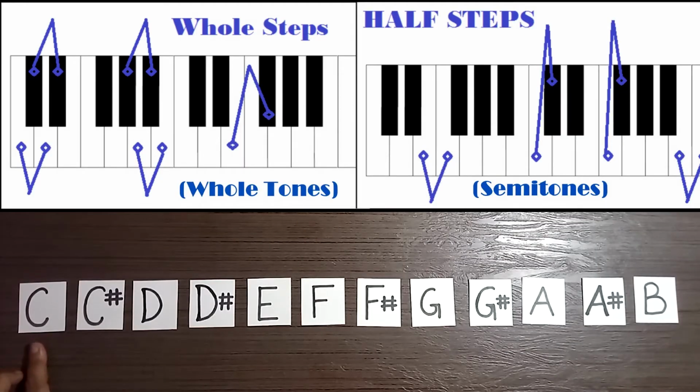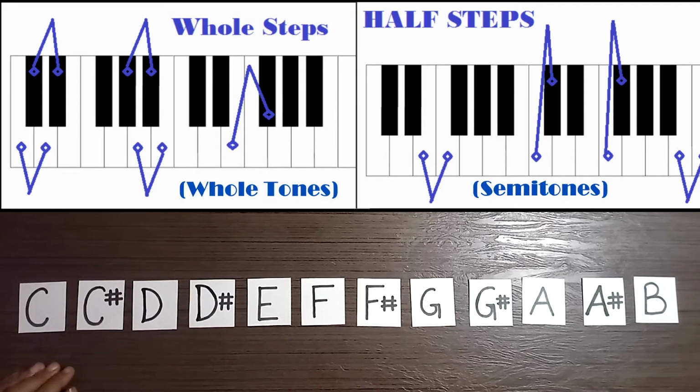Tone or whole step means to skip the immediate note and proceed to the next note. For example, if we start from C, then the next whole step will be D. And if we start from D, the next whole step will be E.